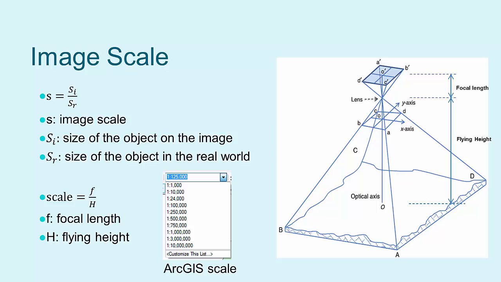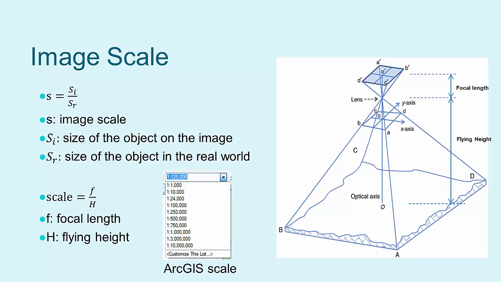This image shows the scale setting available in ArcGIS software. 1 to 1000 means 1 inch of an object in the image corresponds to 1000 inches in the real world.